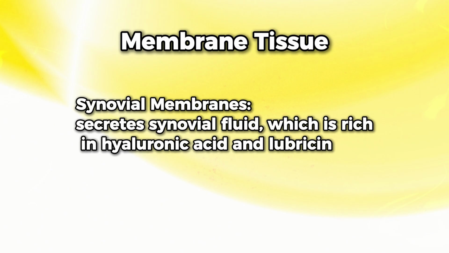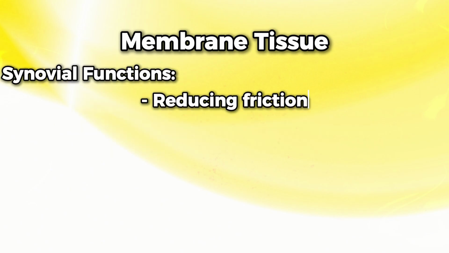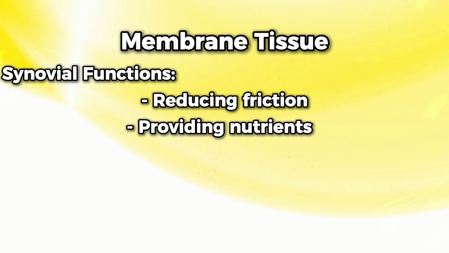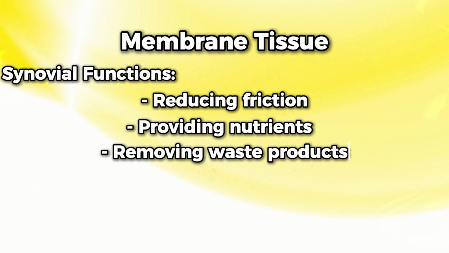The synovial membrane secretes synovial fluid, which is rich in hyaluronic acid and lubricin. This fluid helps in reducing friction between articular cartilage on the ends of bones during movement, providing nutrients to the cartilage since cartilage doesn't have its own blood supply, and removing waste products from the joint. Protection. The membrane helps protect the joint by maintaining a barrier against infections and mechanical damage. It also plays a role in immune response within the joint.